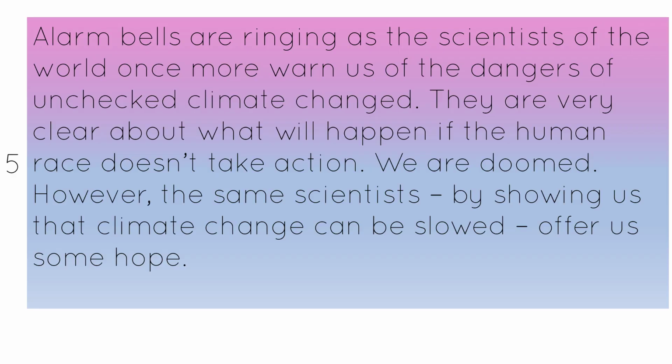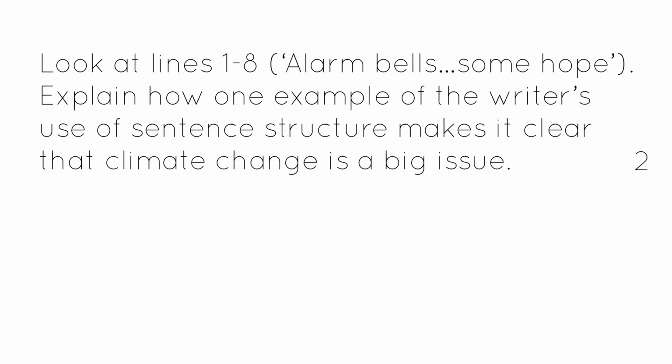Now, we'll have a look at the question first and then we'll go back to the passage. The question will ask us about sentence structure. It won't ask us about short sentences, remember. So look at lines 1 to 8 and it tells us where to look. Explain how one example of the writer's use of sentence structure makes it clear that climate change is a big issue. So we have to keep that as our focus, that climate change is a big issue. Something that makes us see that climate change is a big issue.